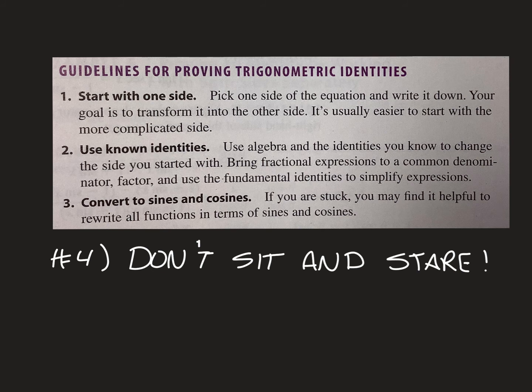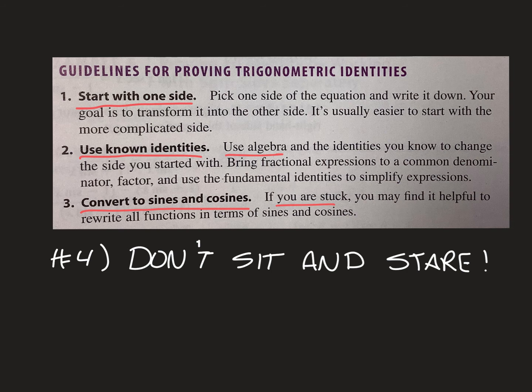Here's the strategy. Number one, start with one side. We're going to try to just pick one side and break it down and make it look just like the other side. If we can make one side look like the other side, it's true. Number two, use the ones we know. Use the first slide on this video, all those identities I showed you, use those. It also says use algebra. A good thing to do. Number three, change things to sines and cosines. We're just more used to working with sines and cosines. If you're stuck, do that.